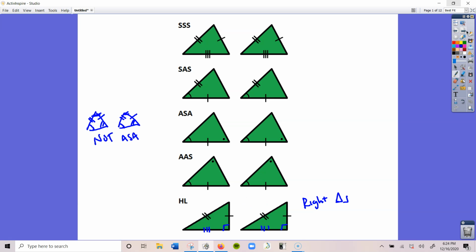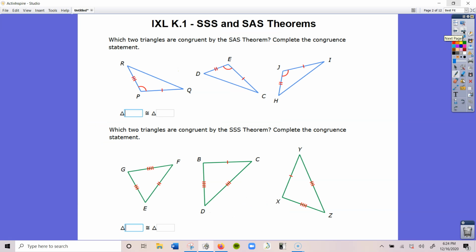All right, so let's take a look at the first IXL, which is K1, SSS, and SAS. Now, these are questions I pulled directly from the IXL. So the first one here says, which two triangles are congruent by SAS? So side, angle, side. Now, if you look at the markings, you see that this one has 1 and 3, and this one has 1 and 2, and this one has 1 and 2. So it has to be these two. And you see side, angle, side, angle, side. So it's not this one.